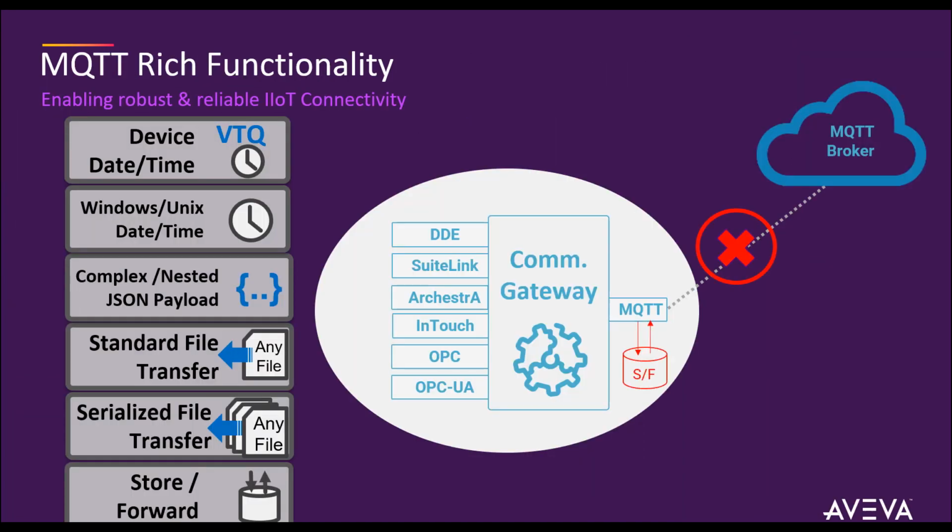In terms of capabilities, every value is sent with a VTQ, or value, time, and quality. In terms of the payload that's sent, as I've mentioned, we're talking about this complex nested structure, which is what defines the MQTT Sparkplug B specification. And there's also capability for store and forward. If the publisher loses connection to that broker, it'll store that data locally until that network connection's restored.